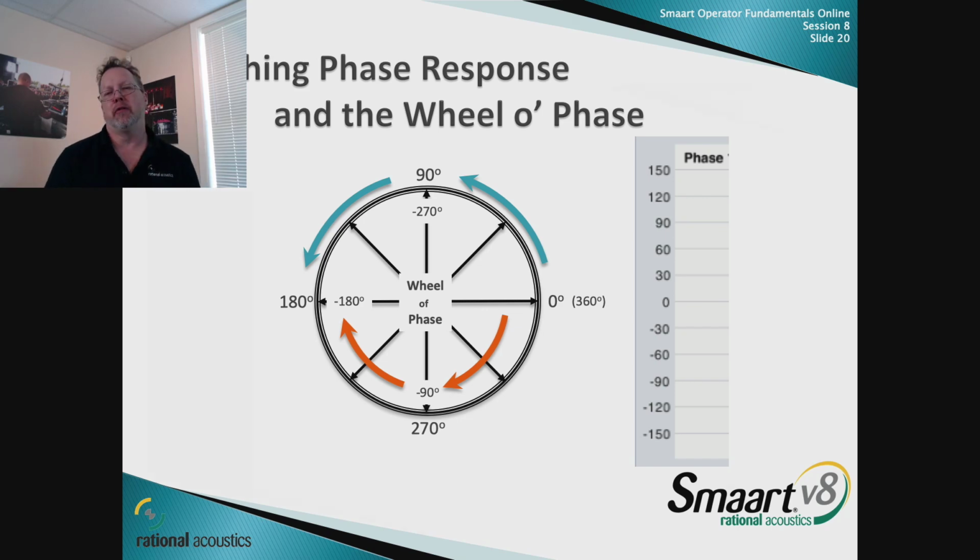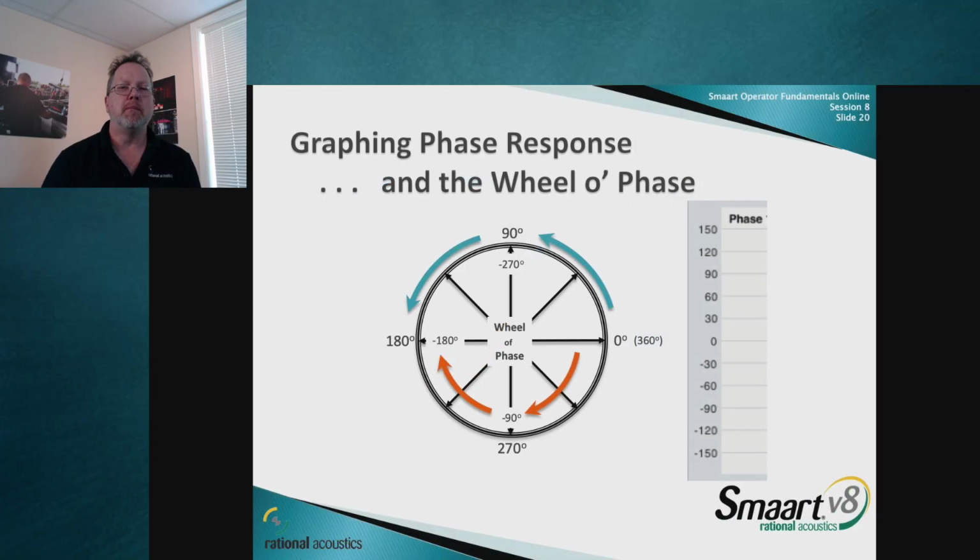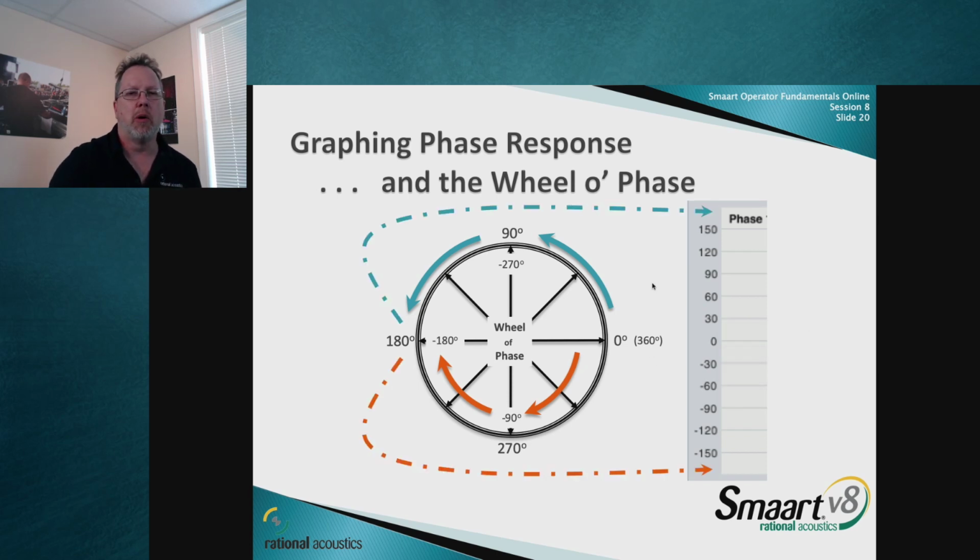So we're going to graph this information. We're going to throw it up in a nice flat plot. Now, the thing we want to be aware of here is that phase is basically continuous. So 0 degrees and 360 degrees are the same place. 90 degrees and negative 270 are the same place. 180 degrees and negative 180 degrees are the same place. So even though we're doing this nice flat XY graph, what we're actually doing is breaking apart this circle and flattening it out for you.